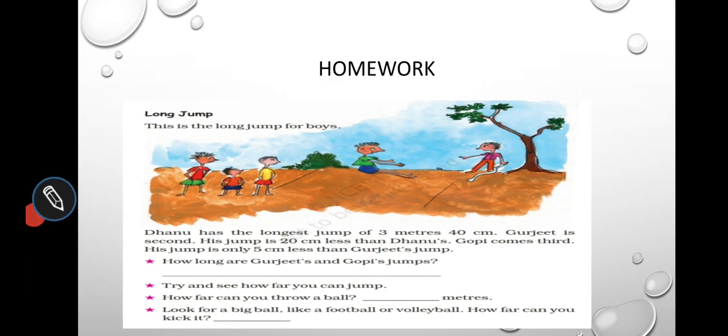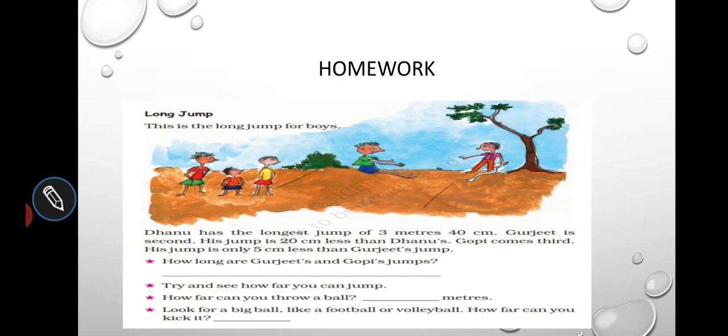Now, come to the questions. First question, how long are Gurjit's and Gopi's jumps? You can easily tell me after doing the subtraction. Now next, try and see how far you can jump. You first try and then tell me how far you can jump. You can easily perform this at your home. Now third question, how far can you throw a ball? You take a ball and throw it and measure the distance from where you throw the ball and where the ball hits the ground. The distance should be measured with a tape and then you can tell me the answer.